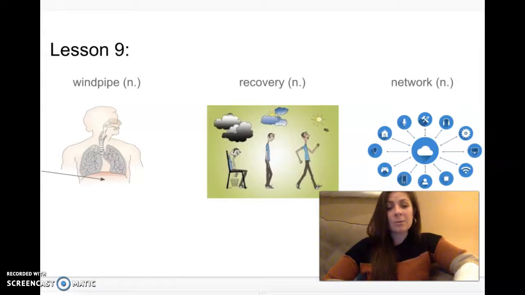Our next vocabulary word is the word recovery. Say recovery. Recovery means a return to good health. Our last vocabulary word is the word network. Say network. A network is a group of things that are connected to one another.